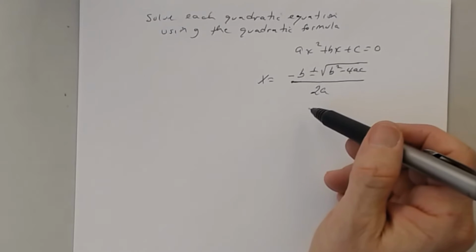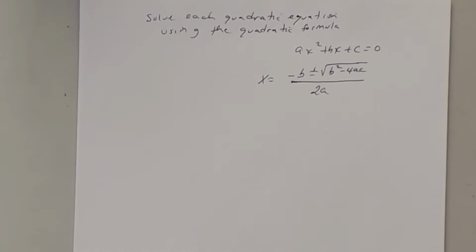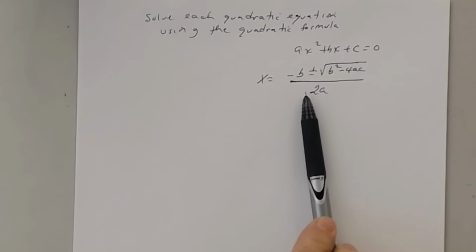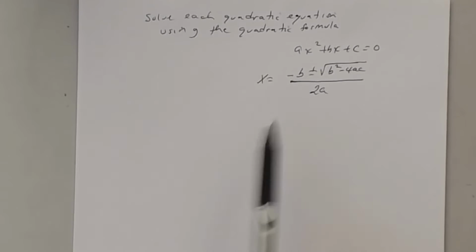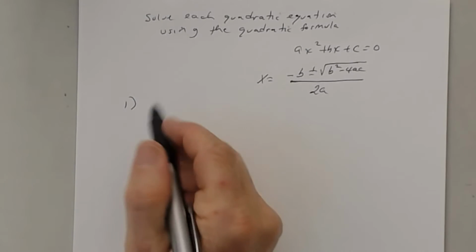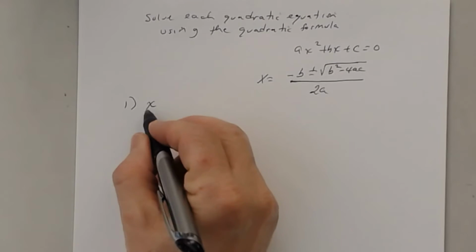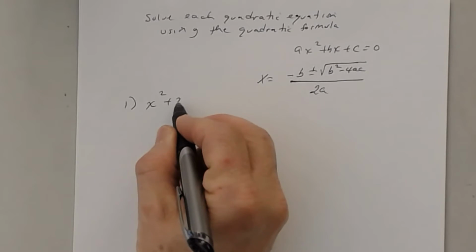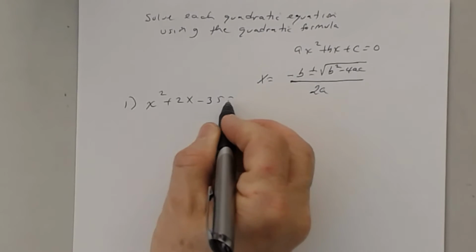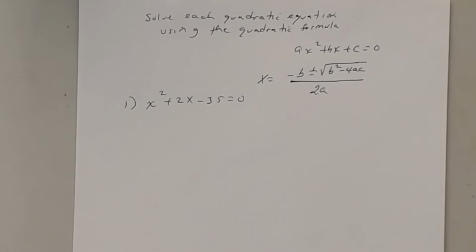So the question is, can I solve every quadratic equation by factoring? No, you cannot. But can I solve every quadratic equation using the quadratic formula? Yes. Okay? All right, number one. Let's suppose I had this. We're going to start with a simple one: x squared plus 2x minus 35 equals 0.